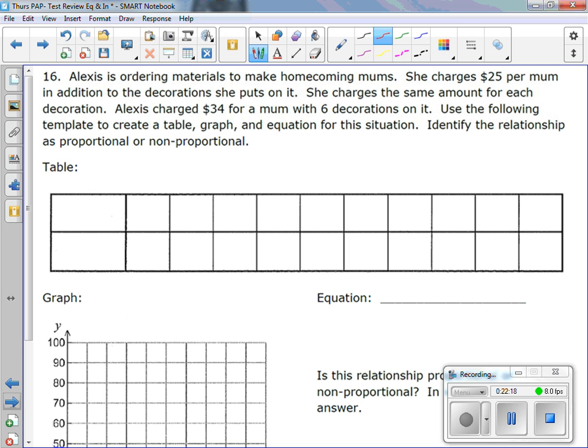This one actually gives you the template that was similar to what was on your quiz and some homework assignments. It says Alexis is ordering materials to make homecoming mums. She charges $25 per mum, so that's going to be your rate of change, in addition to the decoration she puts on it. She charges the same amount for each decoration. Alexis charged $34 for a mum with 6 decorations on it. Use the following template to create a table, graph, and equation.